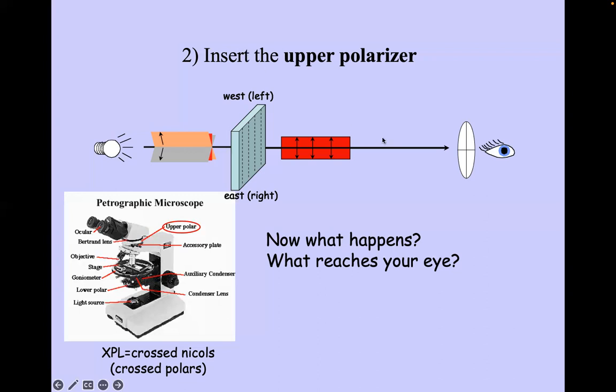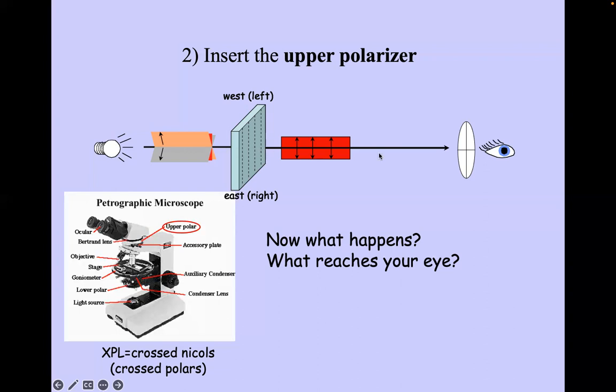Now, if we insert another polarizer here, because you saw there is another polarizer in the microscope, we call it the upper polarizer, right? So far what we had was only the lower polarizer, so you could see the light. But if you insert the upper polarizer, remember, this upper polarizer is fixed so that it is perpendicular to the lower polarizer. So the lower polarizer is fixed like this, then your upper polarizer is fixed perpendicular to this one, right?